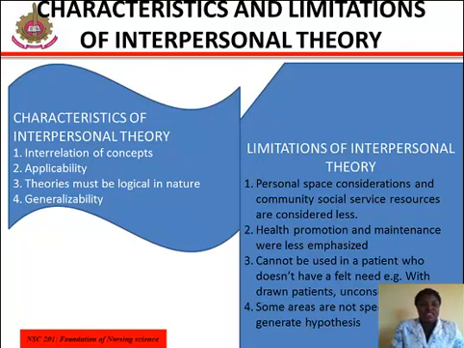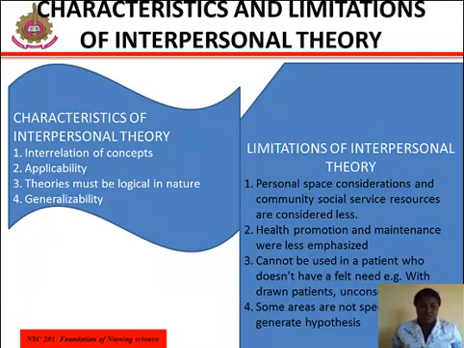The characteristics of interpersonal theory include interrelation of concepts. The four phases interrelate the different components of each phase. Also, applicability. The nurse-patient interaction can apply to the concept of human being, health, environment, and nursing. Theories must be logical in nature. This provides a logical, systematic way of viewing nursing situations. Then generalizability. It provides simplicity in regards to the natural progression of the nurse-patient relationship.